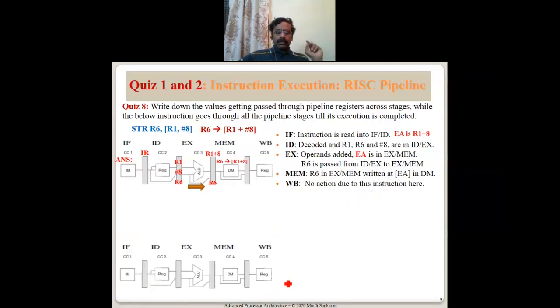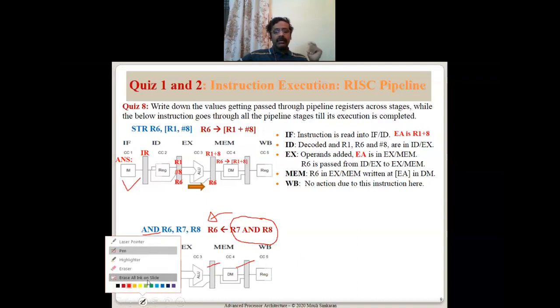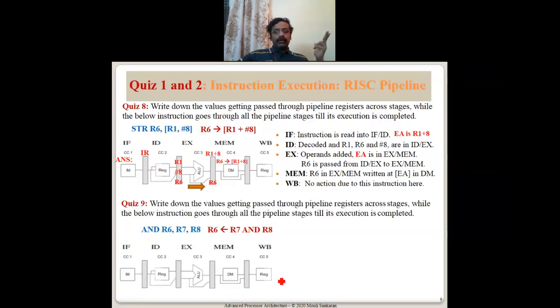So I'm sure you might have got this now. I'm going to give you a simple exercise now. This was a little tough, so I will give you a simple instruction. I'm sure you know the AND operation. What is to be ANDed? R7 and R8 are to be ANDed, a bitwise binary AND operation is performed, and the result needs to be stored into R6. I'm sure you should be able to come up with the values without any issue. So please pause here and continue.